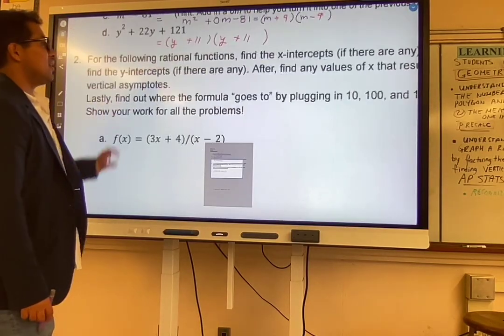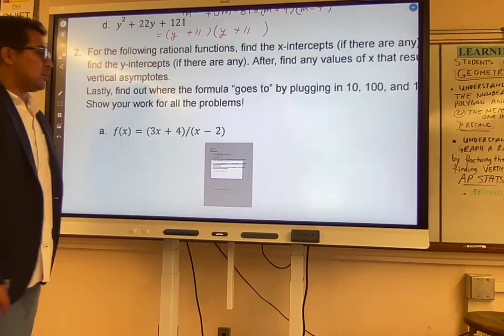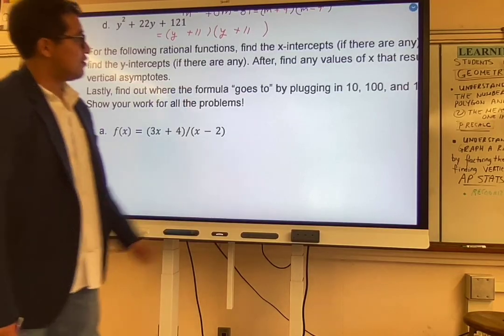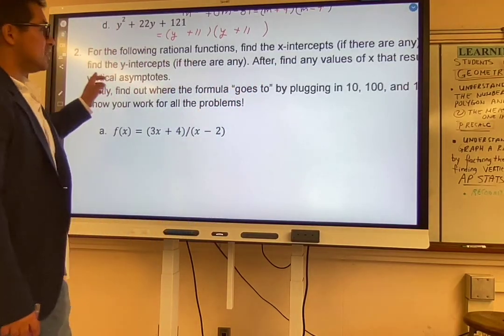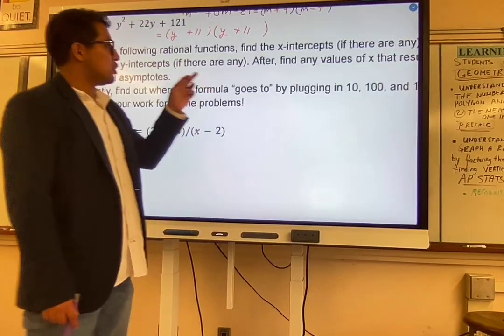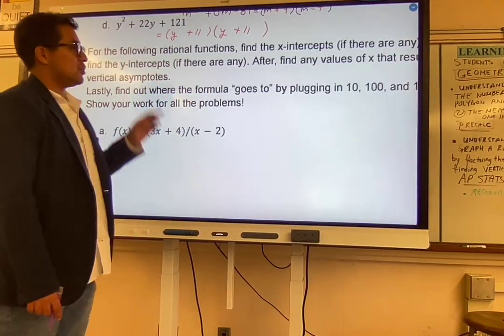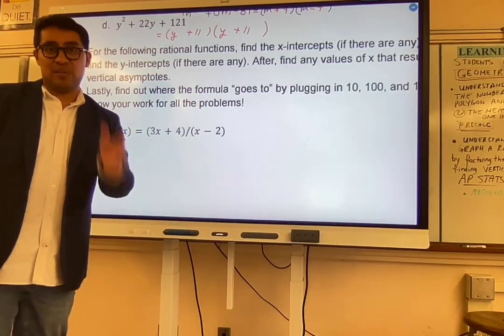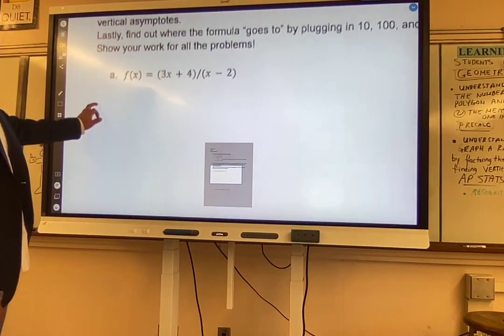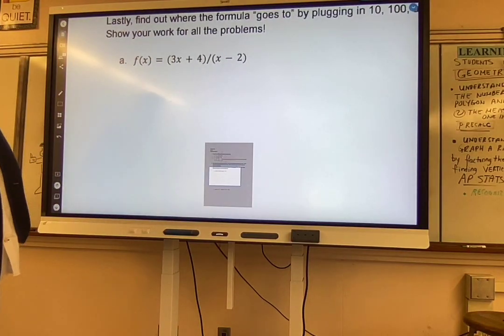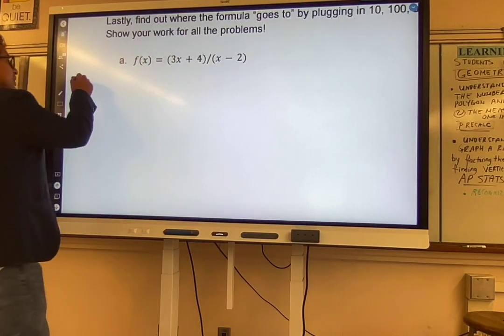Now, for the actual part of the exam, for our new stuff, we're looking at the equations of rational expressions. We want to find the x-intercepts, the y-intercepts, any vertical asymptotes, and any horizontal asymptotes, and you've got to show the work of how you found the horizontal asymptote. Let's get to it. First one, if I have this expression, 3x plus 4 over x minus 2, what's the x-intercept?